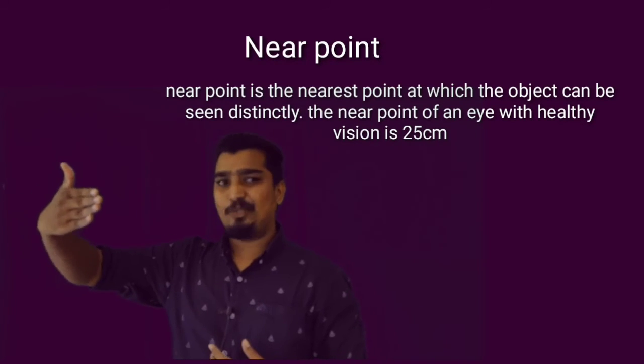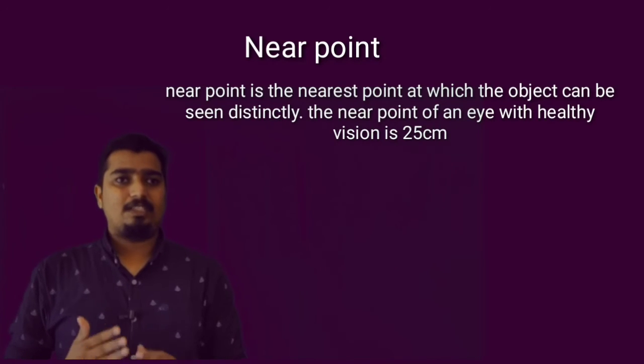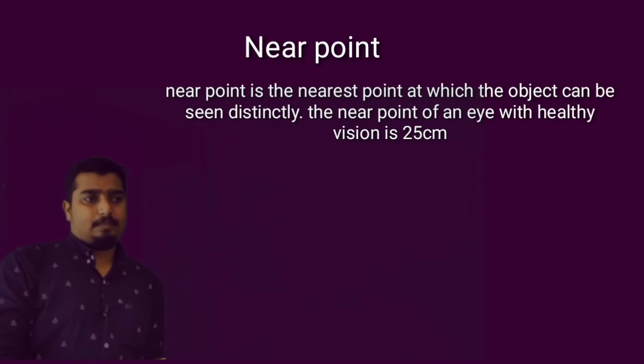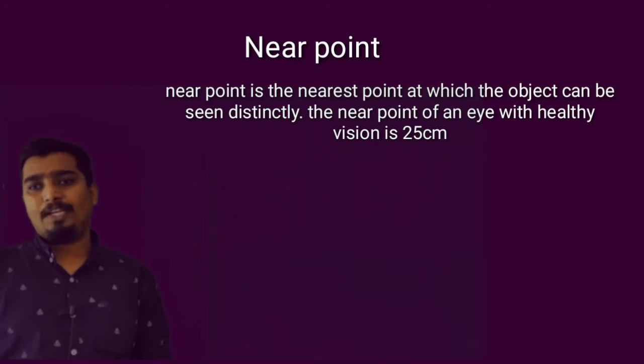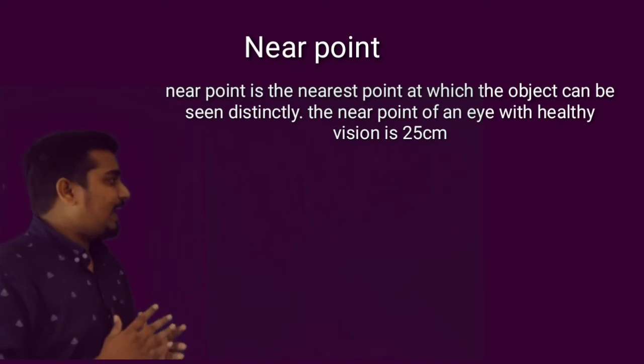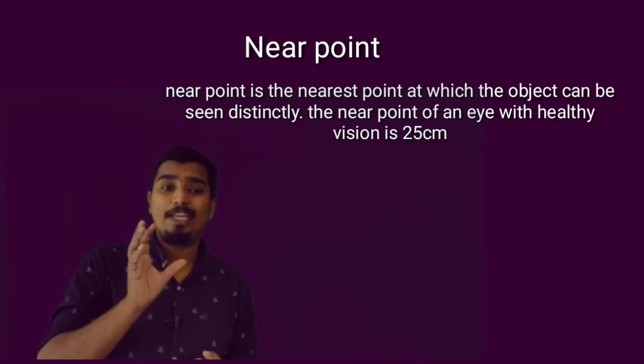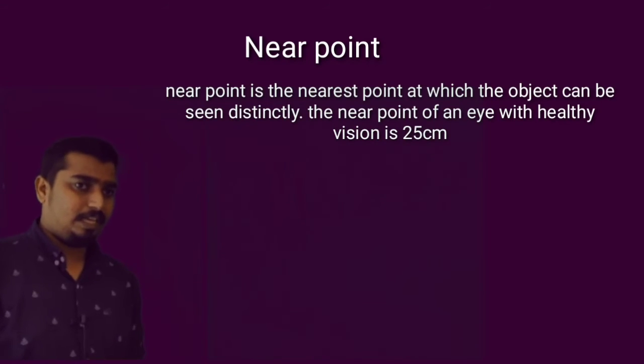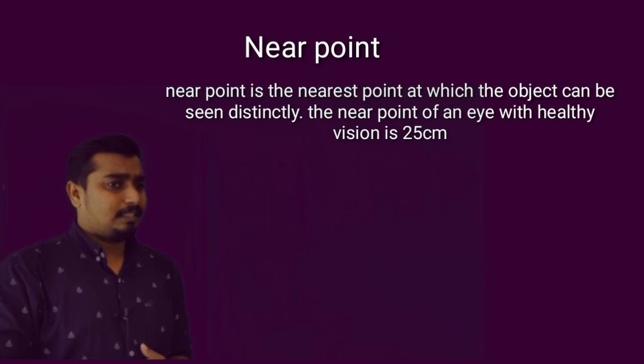The nearest point of vision is called the near point. The near point of an eye with healthy vision is 25 centimeters. Clear?